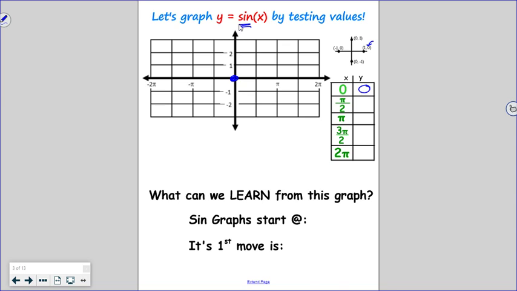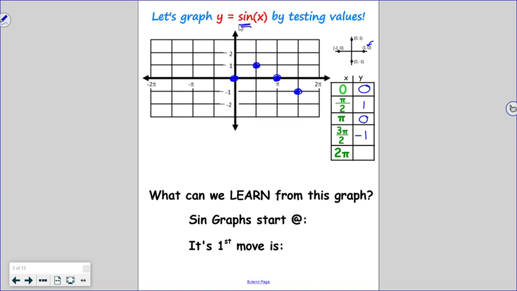At pi over 2, our sine value, again, the 2nd number in that, is 1. Pi over 2 would be represented by this line. Every line is another pi over 2. So pi over 2, up 1 would be that dot right there. At pi, our sine value is 0, which means we go back to 0: over pi, up 0. Down at that angle 3 pi over 2, our sine value is negative 1. On this graph, that would be over, this is 3 pi over 2, down 1.